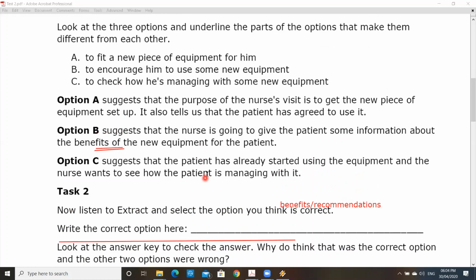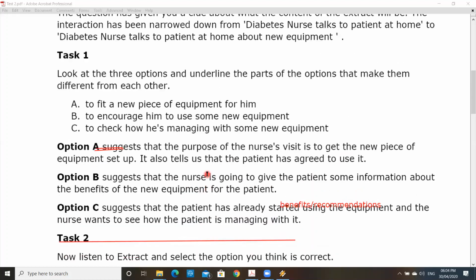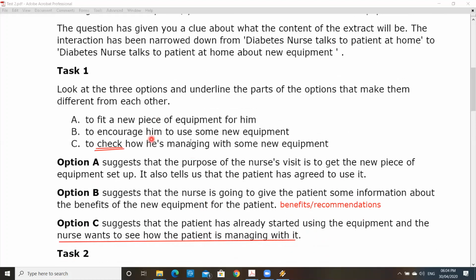So what we are going to do now is we are going to answer this question. I'm going to play the audio for this question, and you have to answer this, whether it is A, B, or C. Why is the nurse visiting this patient? To fit the equipment, to encourage him to use new equipment, or to check how he's doing?